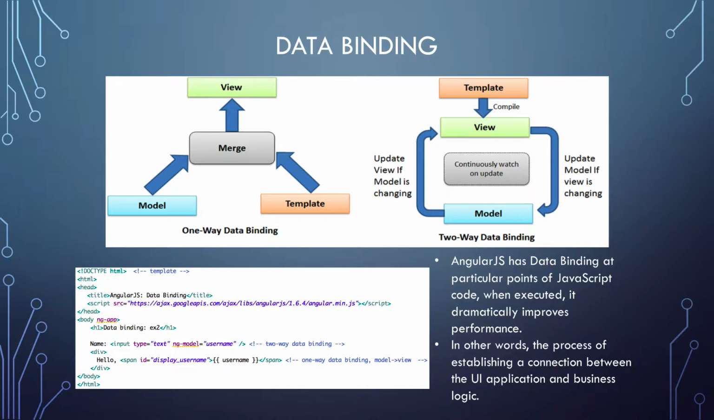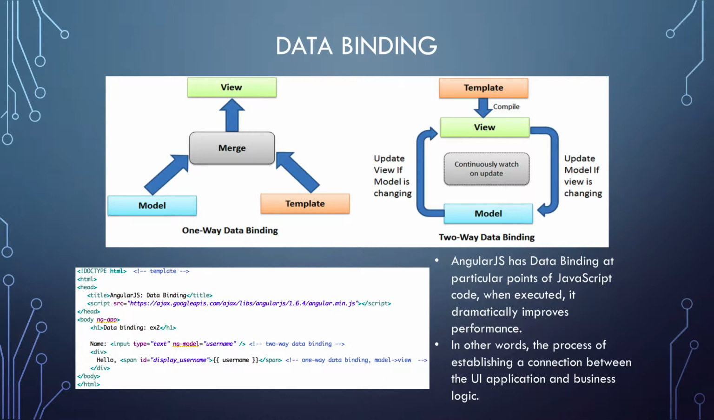Our next topic is very simple. It's known as data binding. Data binding is a particular AngularJS point of JavaScript code when executed. It dramatically improves performance. In other words, it is the process of establishing a connection between the UI application and business logic. In these terms, data binding is shown here in the picture.